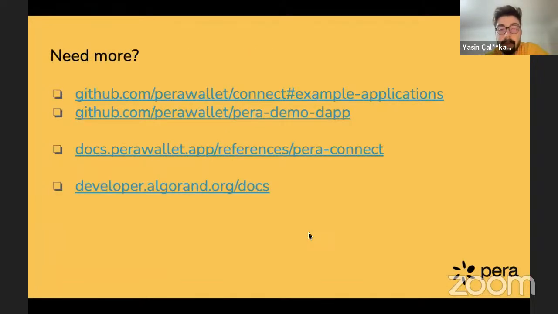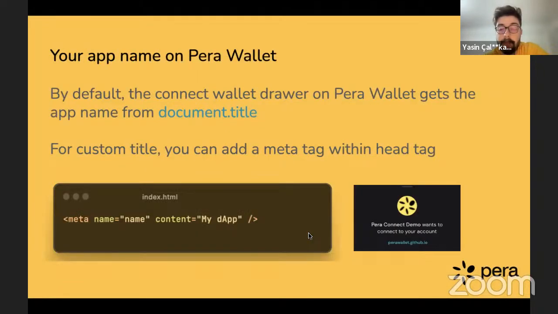For a few customizations, Pera Wallet can display your app's name and logo on the connect screen like this. It takes the app name from document title, but if you want a custom title, you can just add a meta tag within the head tag.